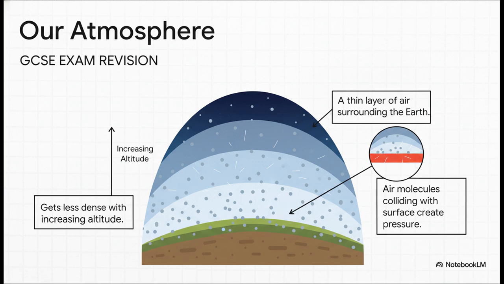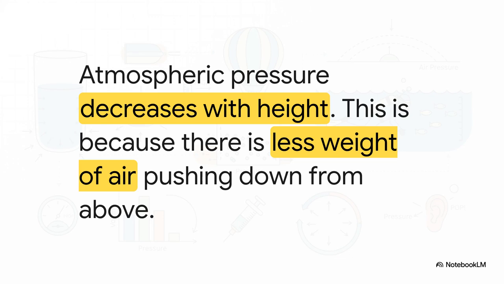And here's the key bit. The higher up you go, the thinner or less dense that air gets. This is exactly why your ears pop when a plane takes off. It's the same principle as a swimming pool, just with air. As you go higher up, there is literally less air above you. A shorter column of air means less weight pushing down, and that means lower atmospheric pressure.